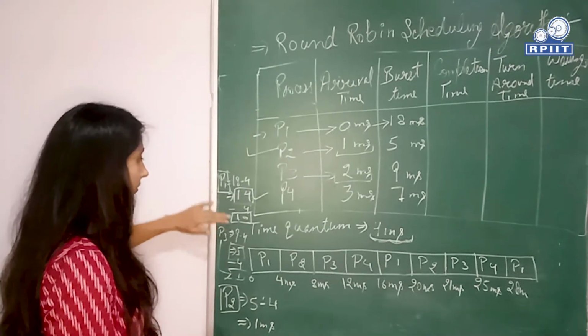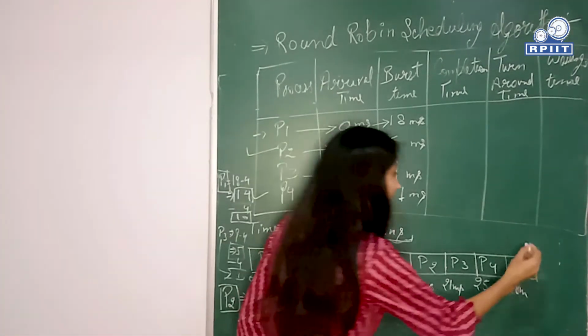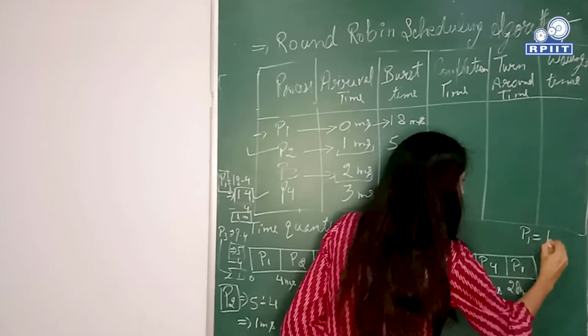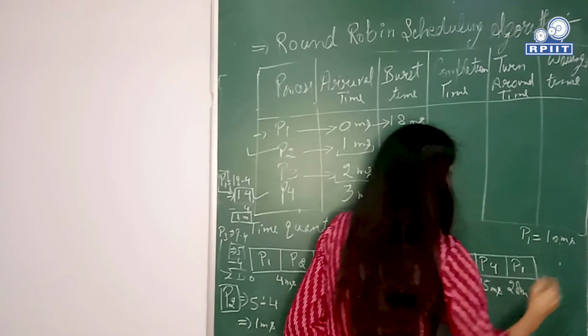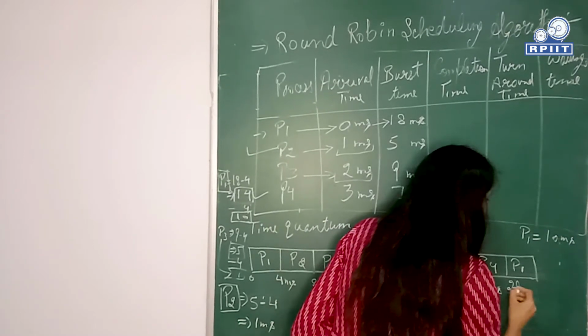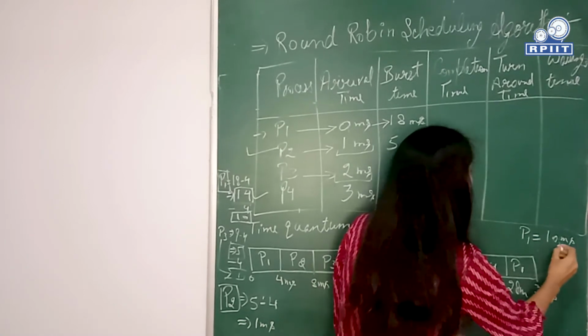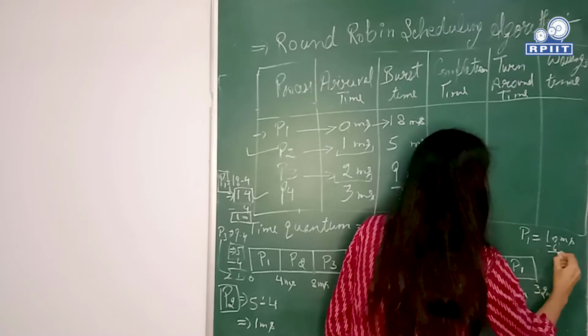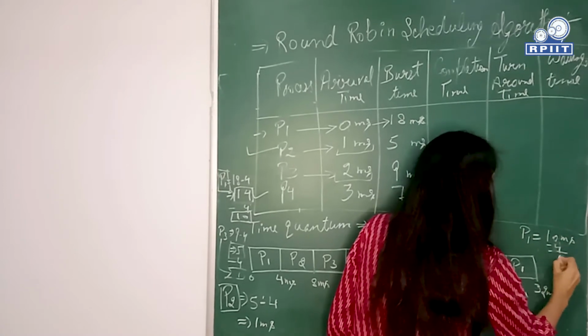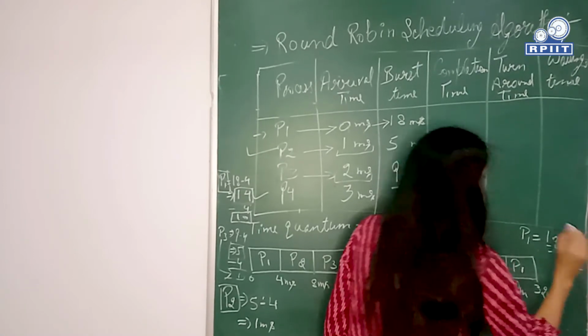Here we have P1 with 10 milliseconds. Now we run 4 milliseconds here. 28 plus 4 is 32 milliseconds. 10 minus 4, P1 is left with 6 milliseconds.